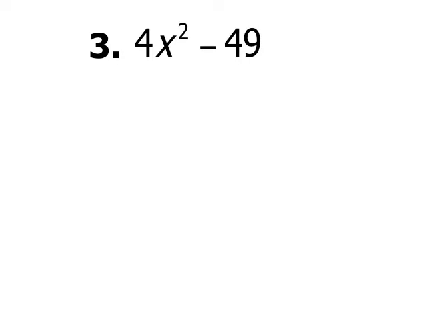All right, so second piece here. So I have 4x squared plus 0x minus 49. So this one's a little tougher because my numbers are a little bit bigger. Okay. So what is 4 times 49?